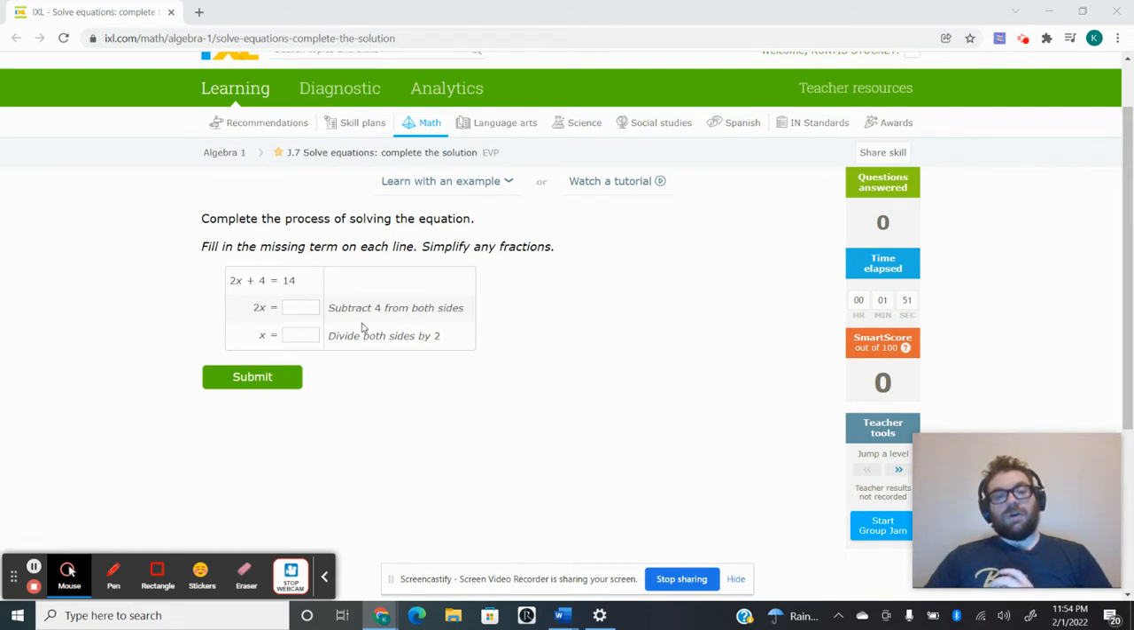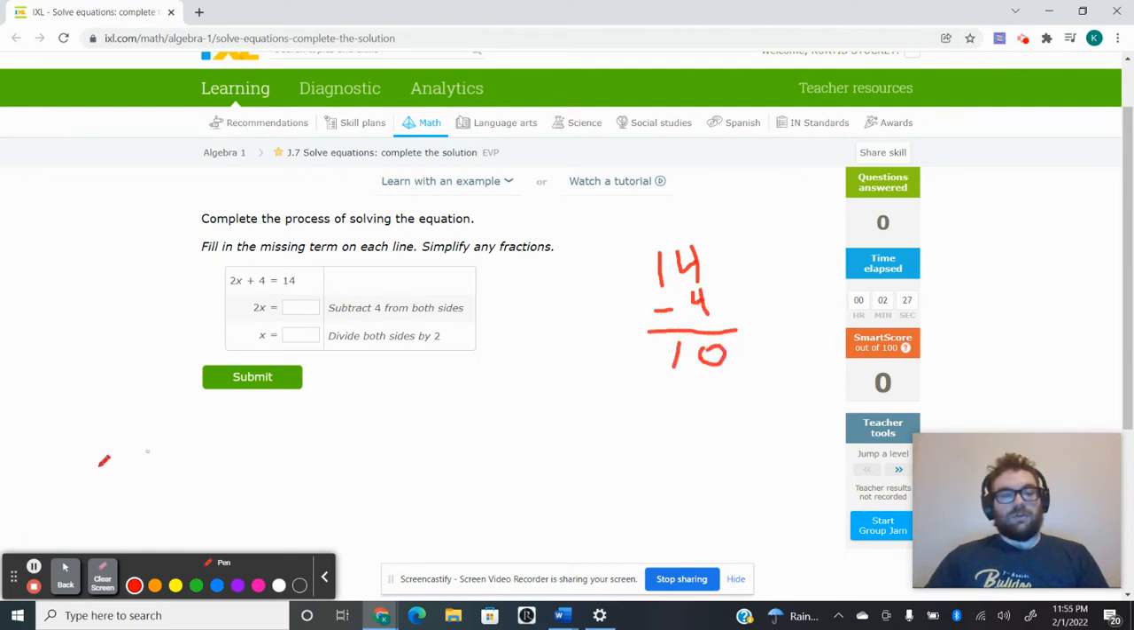So, let's say I was given the problem that's on my IXL right now. I have 2x plus 4 equals 14. That's the given that I've highlighted up here. Then IXL tells me to subtract 4 from both sides. If I subtract 4 from this side, the 4 would go away. But then I'd also need to take 14 minus 4, and I know that's 10.